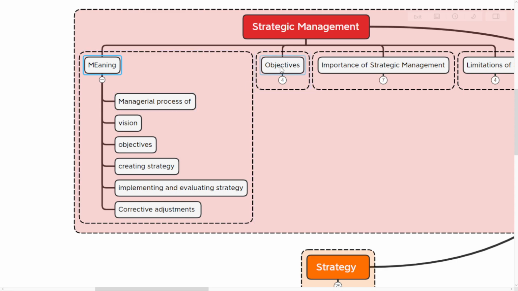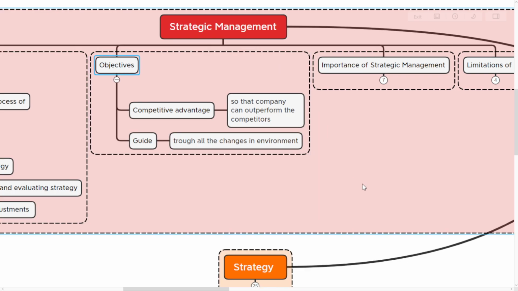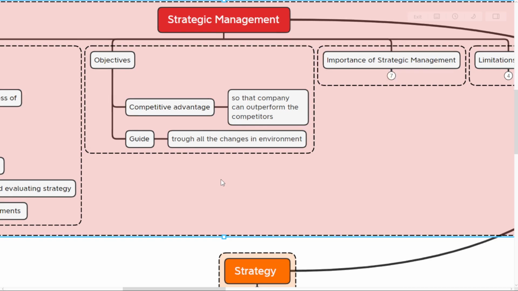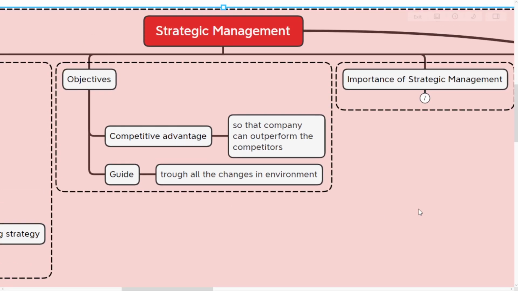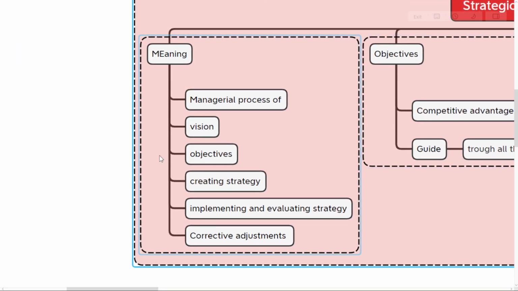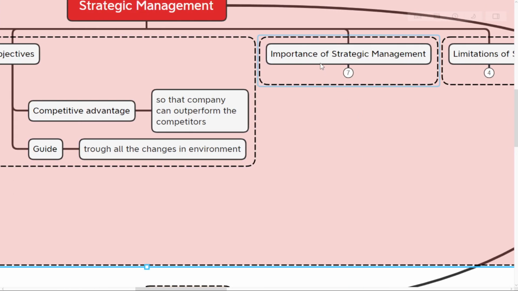Now, what are the objectives? To gain competitive advantage so that the company can outperform the competitors and to act as a guide through all the changes in the environment. Objectives: competitive advantage so that the company can outperform the competitors. Guide: it serves as a guide through all the changes in the environment, meaning it is a managerial process of vision, objectives, creating strategy, implementing and evaluating strategy, and taking corrective adjustments.